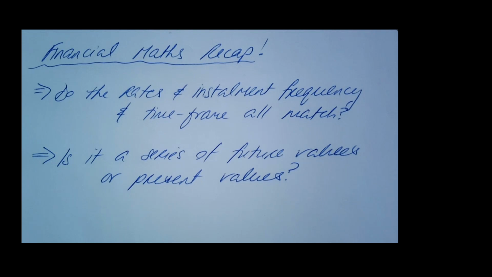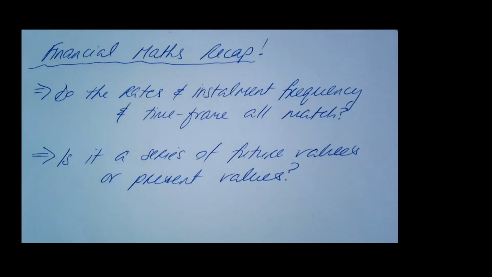So the rate, if it's an annual rate, that means the installment frequency has to be annual and the time frame has to be in years. If not, you have to change things. If it's in terms of months, you're paying something in monthly, then you need the time frame in months. So you might need to change that, and you'll need the monthly rate.